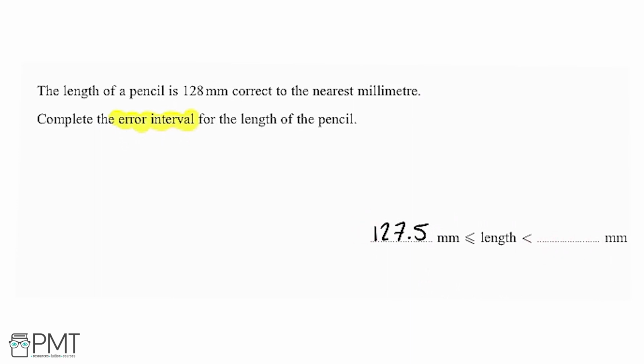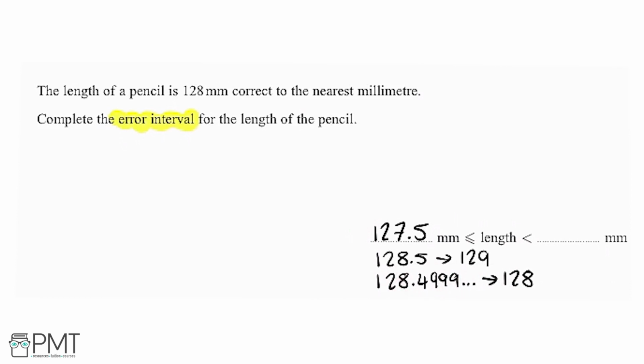Now when you think about the highest, if I go the other end, I do 128.5. What would that round to? That would round to 129. So we need to go one less. So if we do 128.49999, it keeps on going, that will round down to 128, which is spot on. That's exactly what we need. So this would be our upper limit.